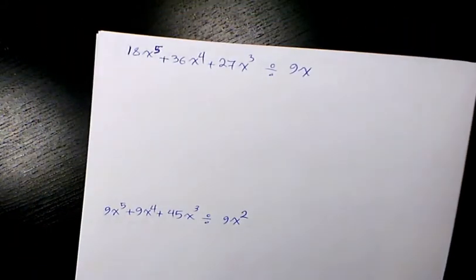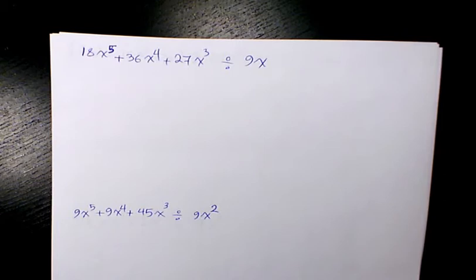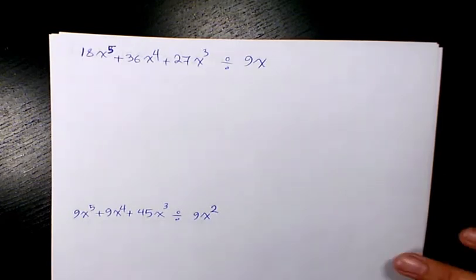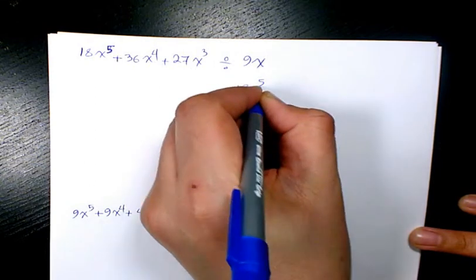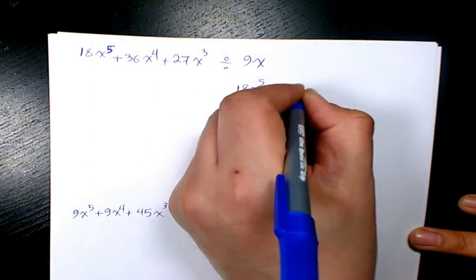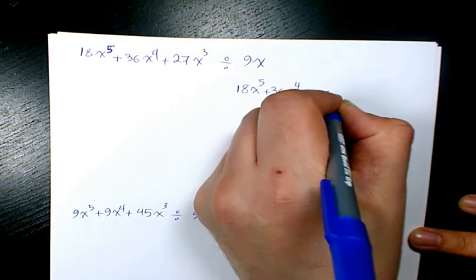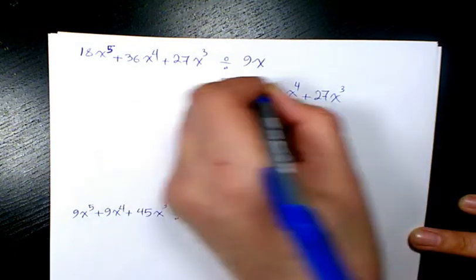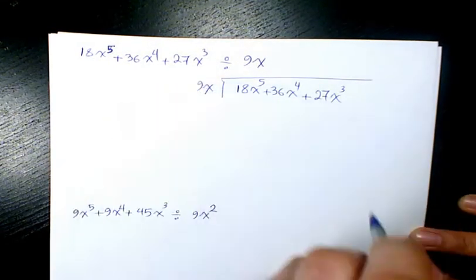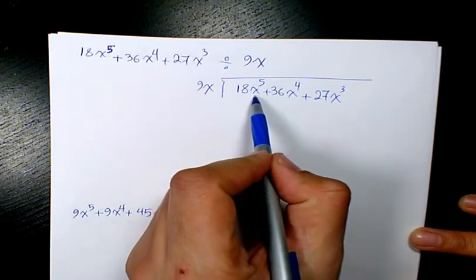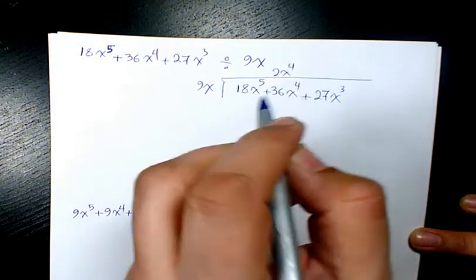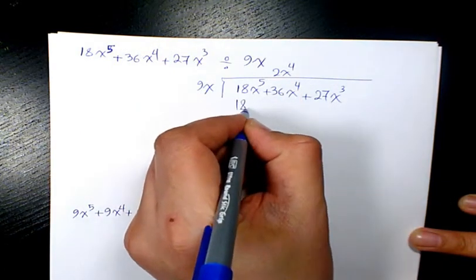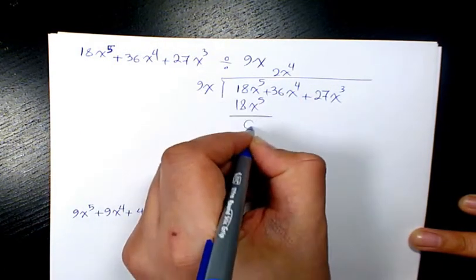Next one, we have 18x to the power of 5 plus 36x to the power 4 plus 27x cubed divided by 9x. 18x to the power 5 divided by 9x is going to be 2x to the power 4. When you multiply, it's going to be 18x to the power 5. When you subtract it, 0.